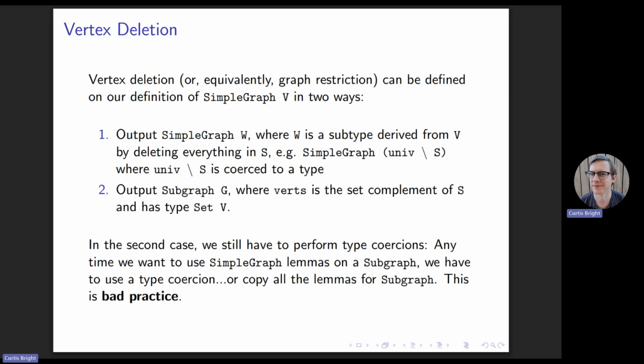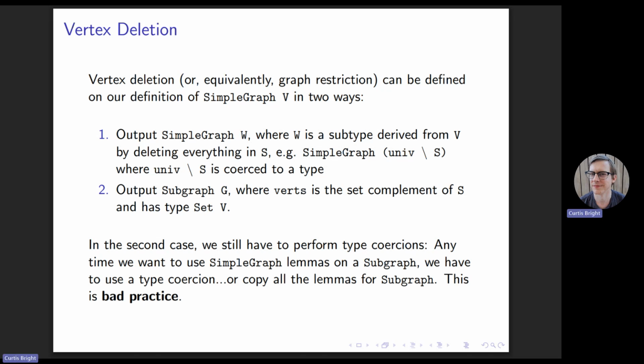We can define the deletion as outputting a new simple graph, where the new vertex type is a type derived from the original vertex type. So we construct a subtype, and then we define the new simple graph as a simple graph on this subtype. Or alternatively, we pass in the new set, and then it gets coerced to a type. Or we can output a subgraph. So instead of outputting a simple graph, we just say this vertex deletion operation gives us a subgraph.